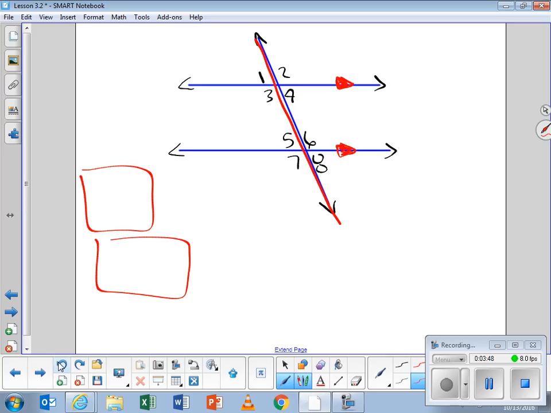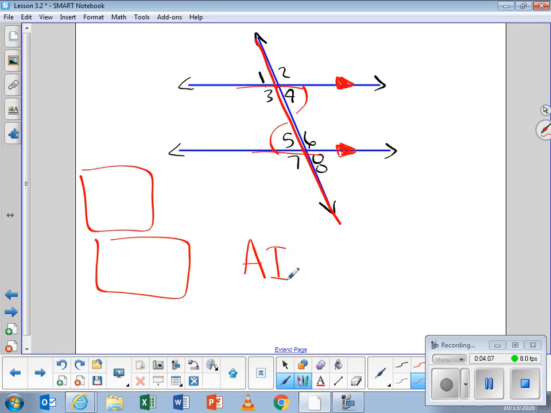5 and 4. They're inside the parallel lines. They're on opposite sides of the transversal. They're at opposite intersections, right? 4 is up here at this intersection. 5's down here at this intersection. Yeah. Louder, please. What are those called again? Alternate interior. So AIA.